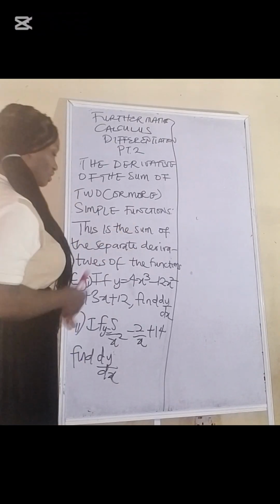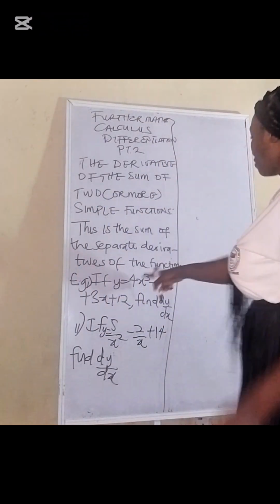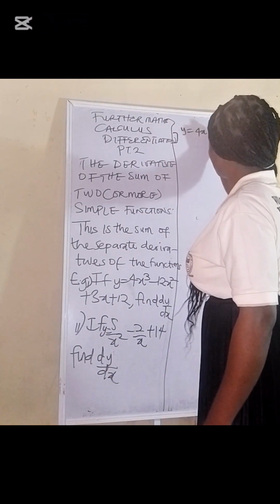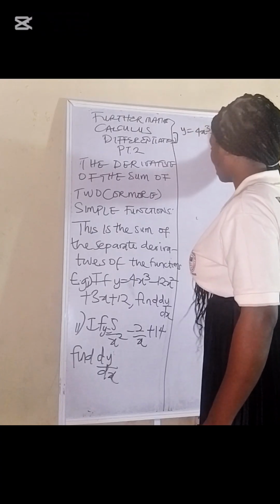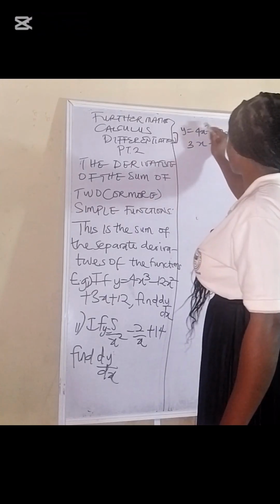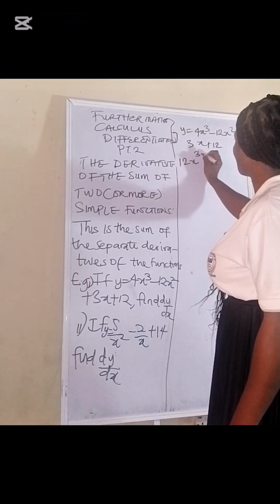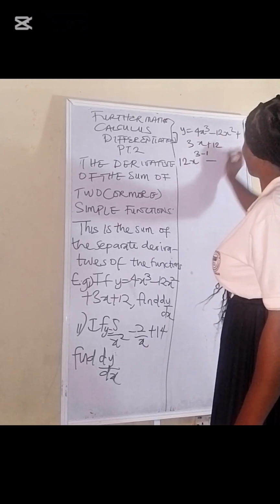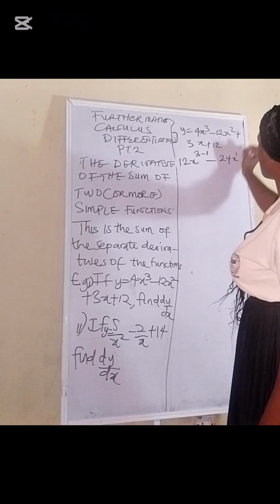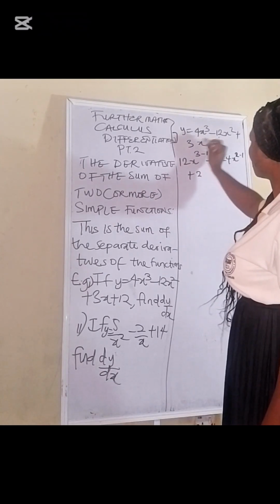So let's quickly solve this example. We have y equals 4x cubed, and you should be able to solve it on your own with the knowledge of the previous one. This 3 will come down and multiply, so that will be 12x. Then subtract 1 from the 3, which gives 2. Minus 2 times 12 is 24x. Then there's one invisible x here.